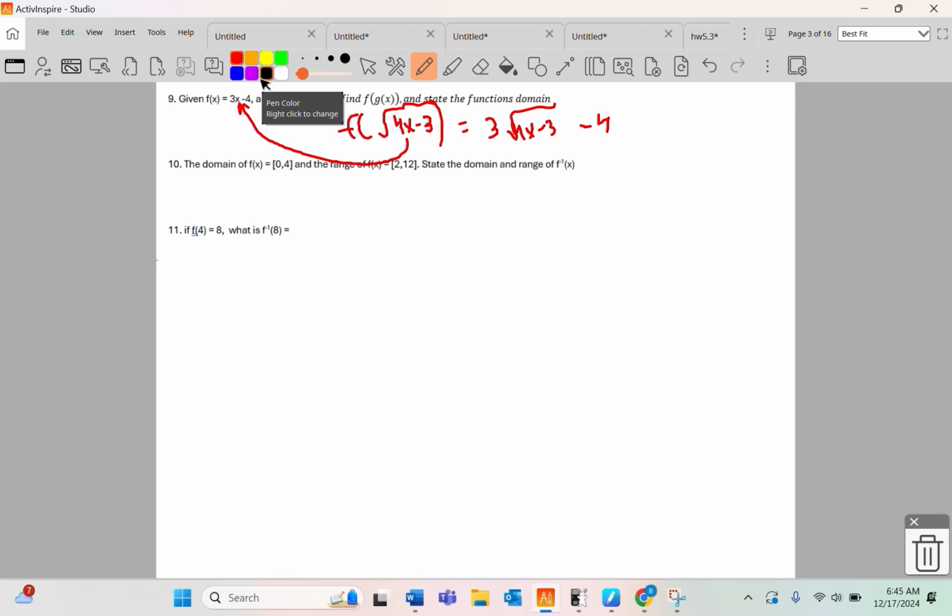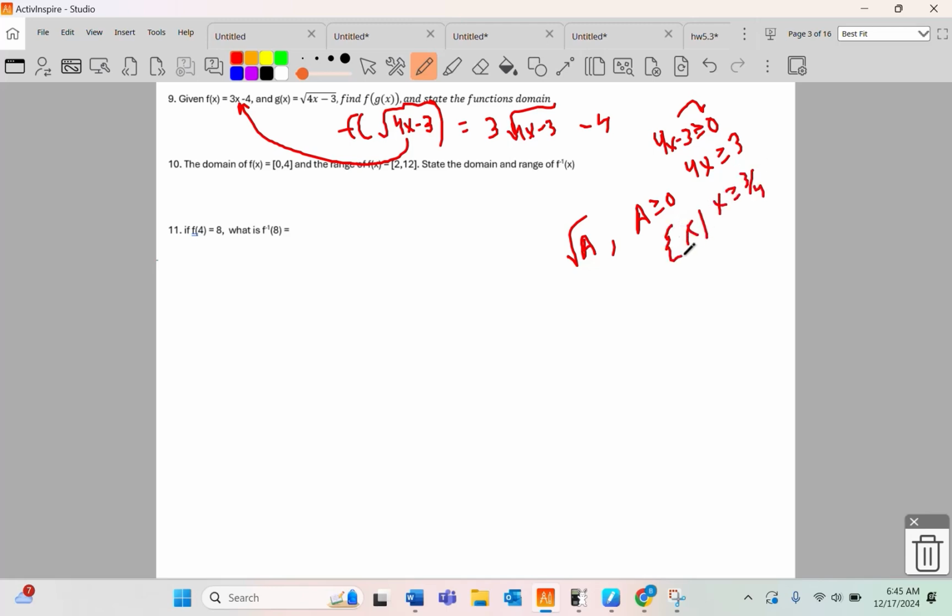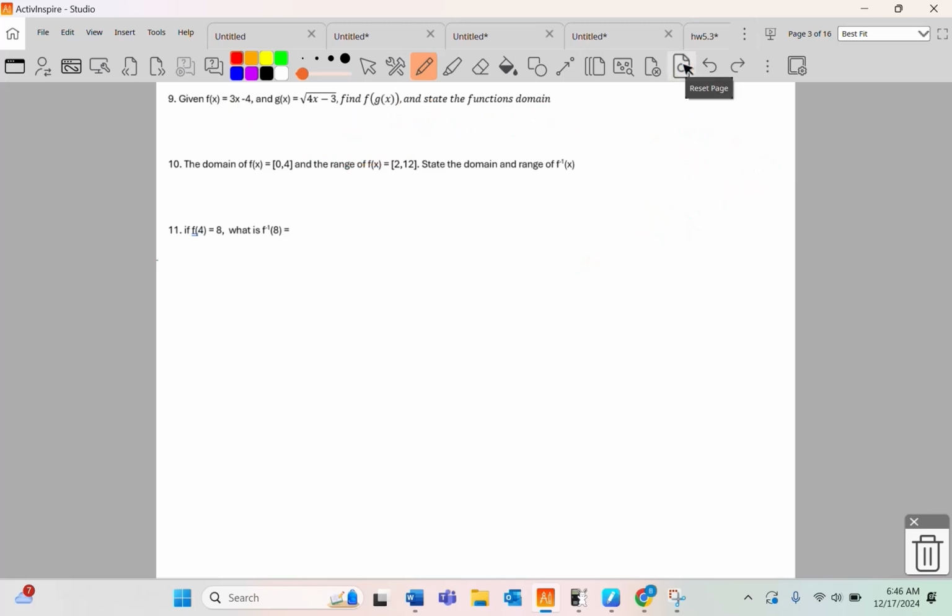State the function's domain. For the root of anything, unless this guy's in the denominator, what's inside is greater than or equal to 0. So 4x minus 3 is greater than or equal to 0. We add 3, counteract subtraction with addition, and then we divide by 4. And there we go. All values of x such that x is greater than or equal to 3/4. Easy peasy lemon squeezy.